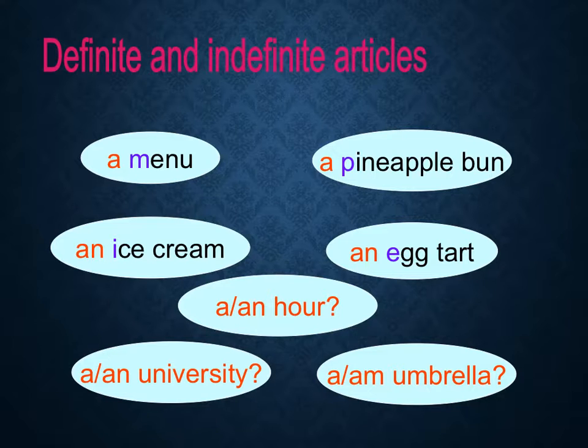So think about 3 questions. Do we say a hour or an hour? Do we say a university or an university? Do we say a umbrella or an umbrella? Oh, this is a typo, sorry, it's an umbrella. Okay, I give you 5 seconds. Think about it. I'll tell you the answer later on. 5, 4, 3, 2, 1.